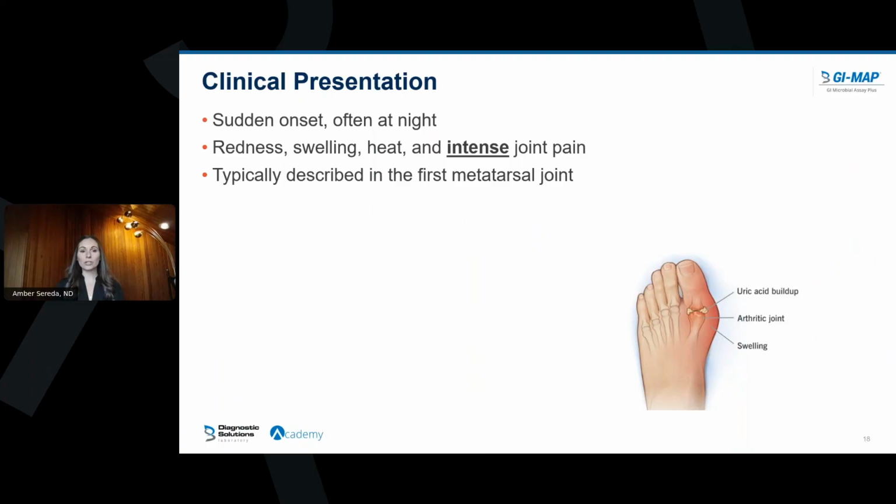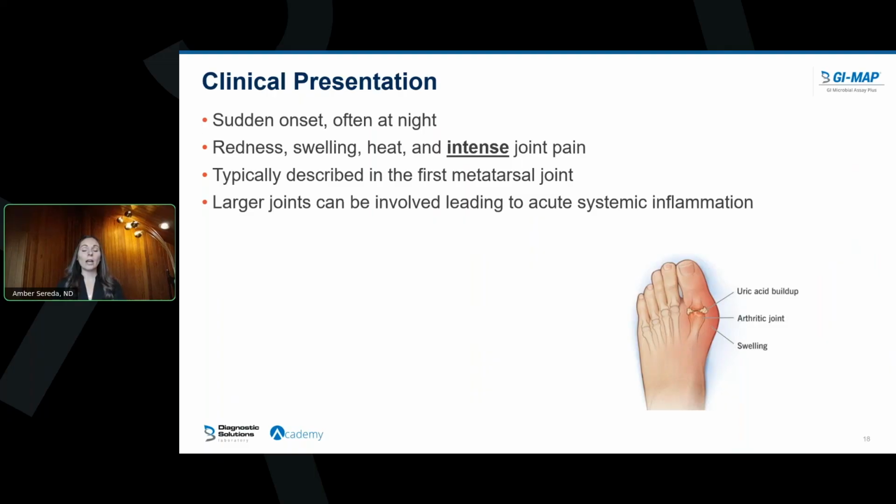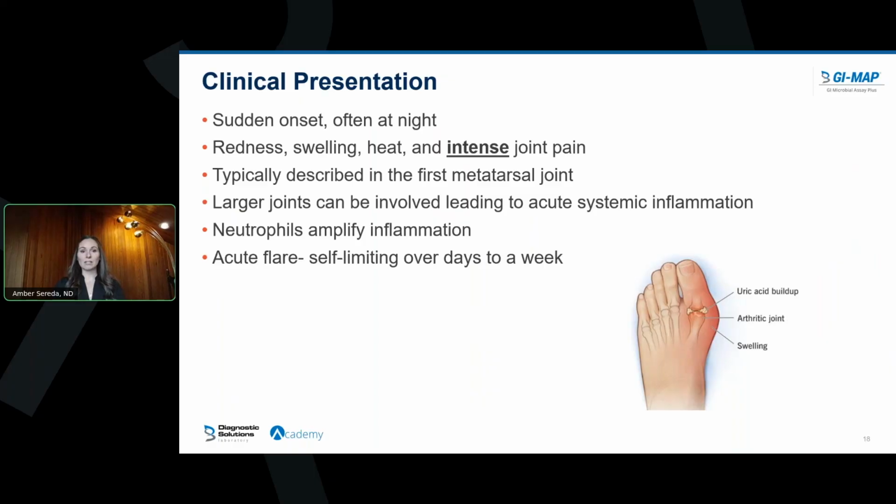As I was saying, it's typically described in the first metatarsal joint, so in the big toe, but it absolutely can impact any joint and larger joints, which lead to that systemic inflammation. So here I just want you to think about when we have joint pain, even if it's not in the toe, just keeping that gout picture in the back of your mind, and testing serum uric acid can be a really helpful way of looking at this. Neutrophils are going to amplify this systemic inflammation, and the acute flare is typically self-limiting over days to a week.